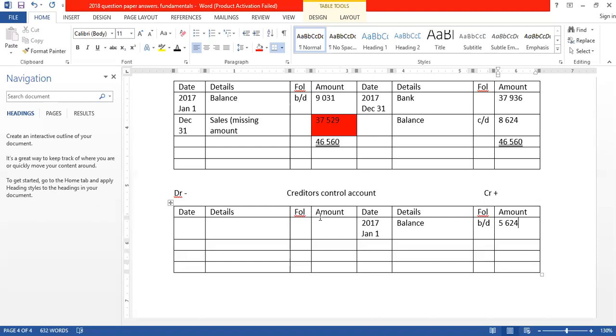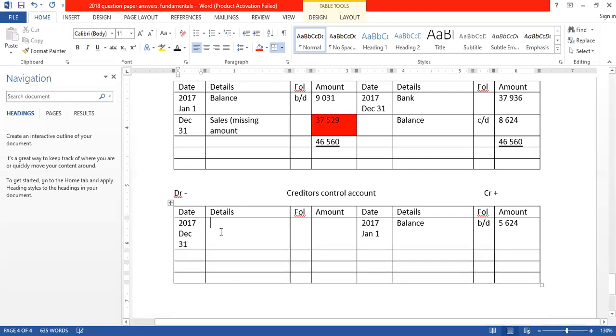And we say that when you pay off your creditors, what will happen? Let me say you were owing Game today, and then you decided that you are going to pay off your account. What happens to your liabilities, to your debts? They are decreasing. Because they are decreasing, it will have to be recorded on the side on which your creditors control account decreases, and this is on the debit side. And we say that all other information apart from your balance brought down is recorded on the last day of the financial period. Therefore, it's 2017, December the 31st.